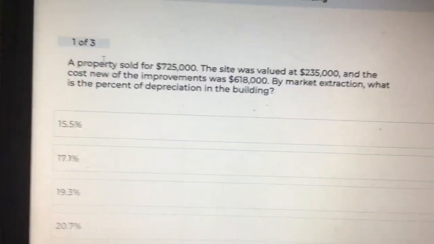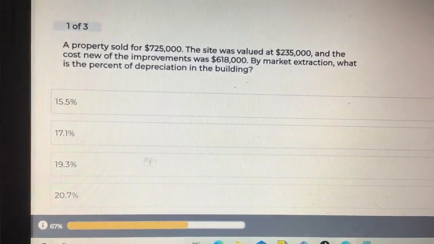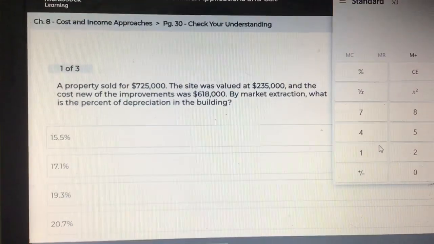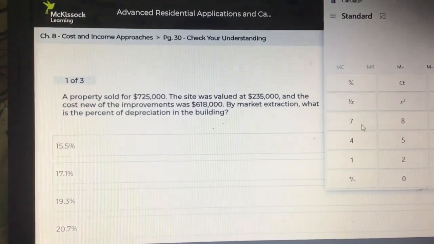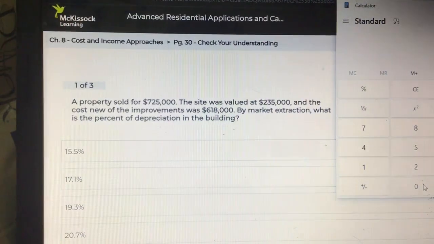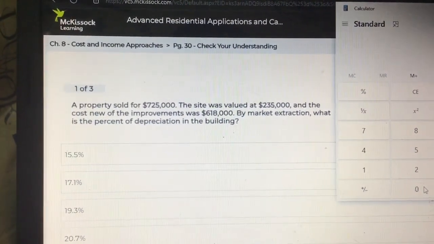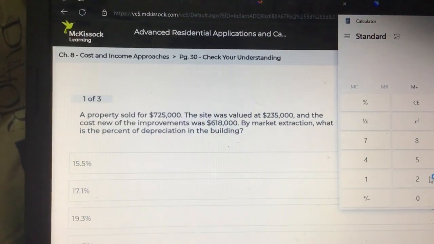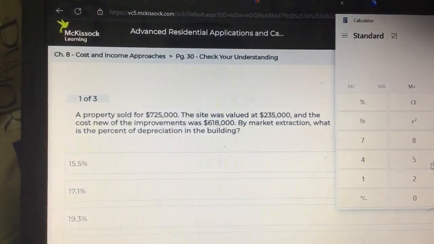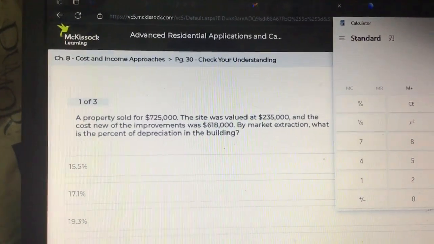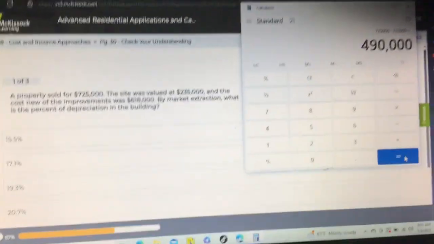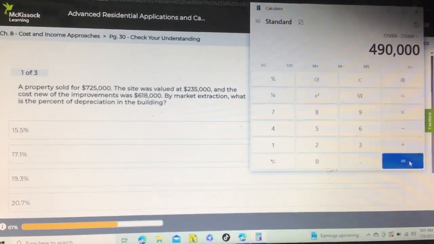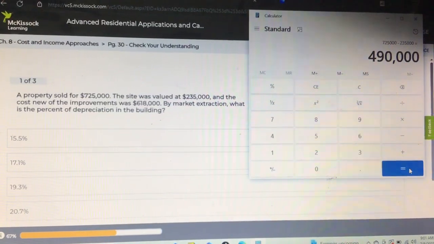So I'm going to open the calculator. There are 3 phases to this. The first phase is to put in the sale price, and you minus the site value, which was $235,000. That's going to give you the depreciated cost of the improvements, I believe it was called, which was $490,000.